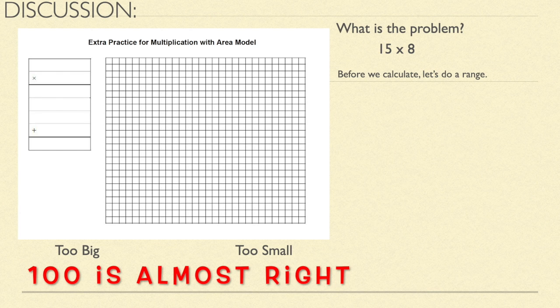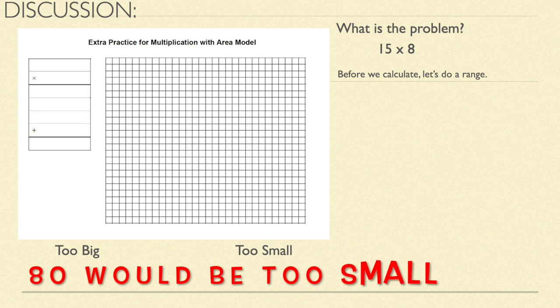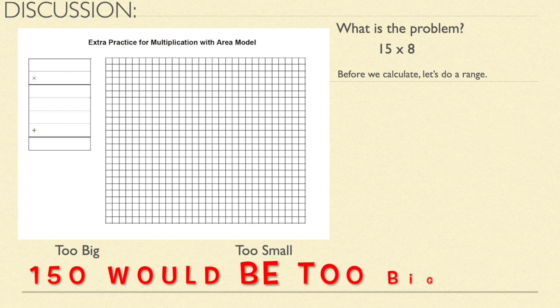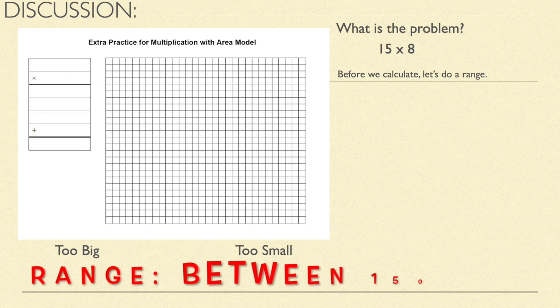But let me get an answer that's too small. So I know that 10 times 8 would definitely be too small. So 80 is too small. But I also want an answer that's too big, so I know my range. So if I say 15 times 10, well, that's definitely too big. So then I know my answer would be between 80 and 150. And it should be round about 100.